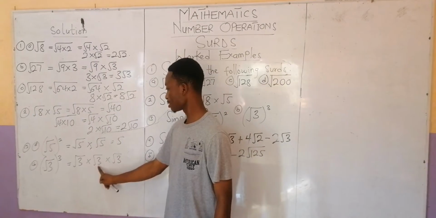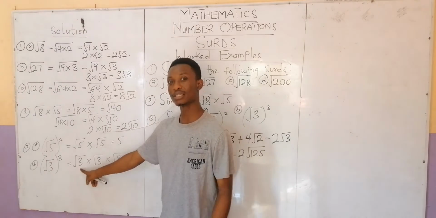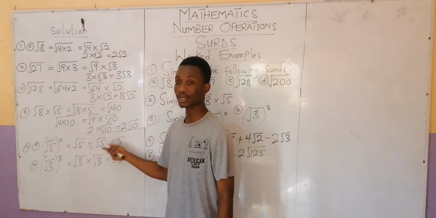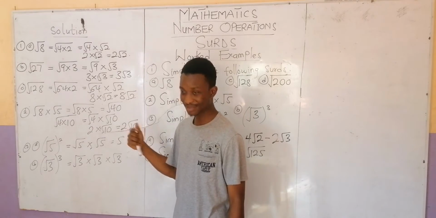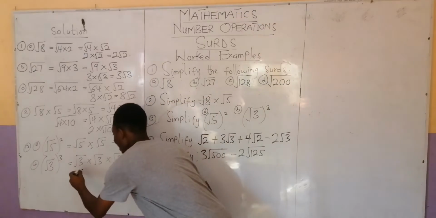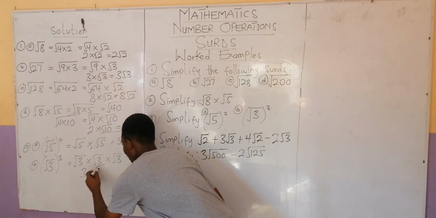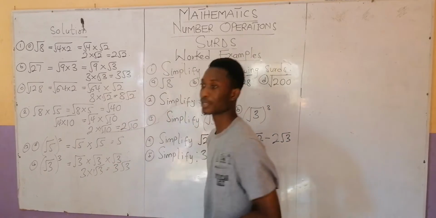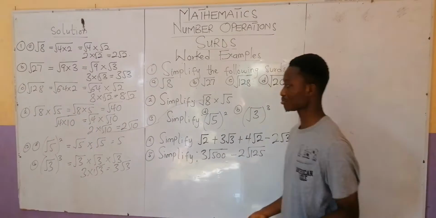In other words, root of 9 is 3. Root of 25 is 5. You get that idea? Good. So here is 3 times root 3. We assume there's a 1. So 3 root 3. Very easy.